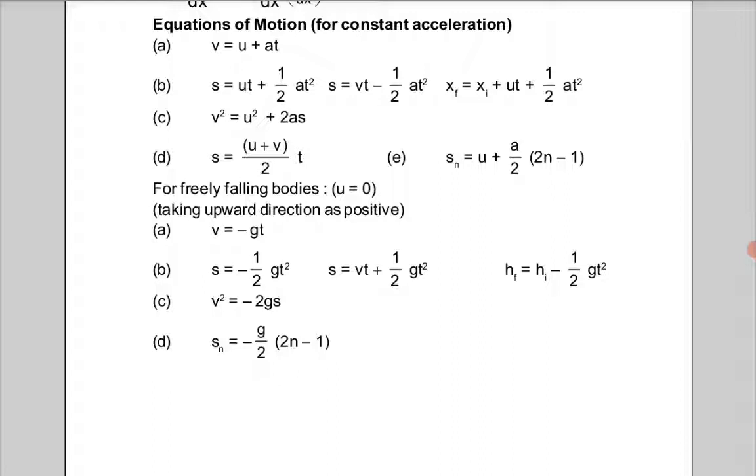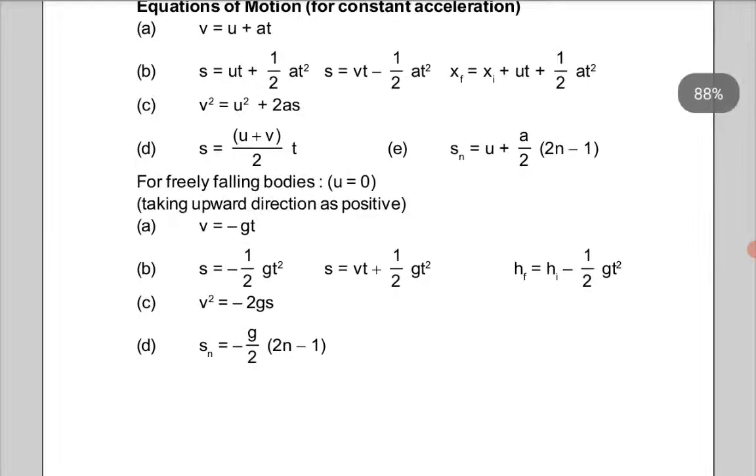Distance in the nth second is equal to u plus a by 2 into 2n minus 1, where n equals 1, 2, 3. For freely falling bodies, u equals 0. Taking upward direction as positive, v equals minus gt, s equals minus half gt square, s equals vt plus half gt square, and h final equals h initial minus half gt square. v square equals minus 2gs, and s nth, that is the distance in the nth second, equals minus g by 2 into 2n minus 1.